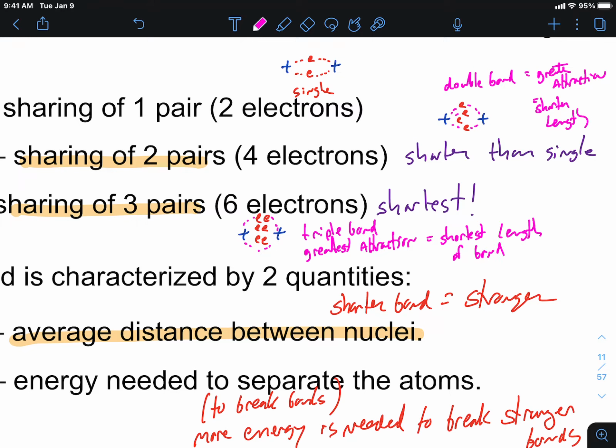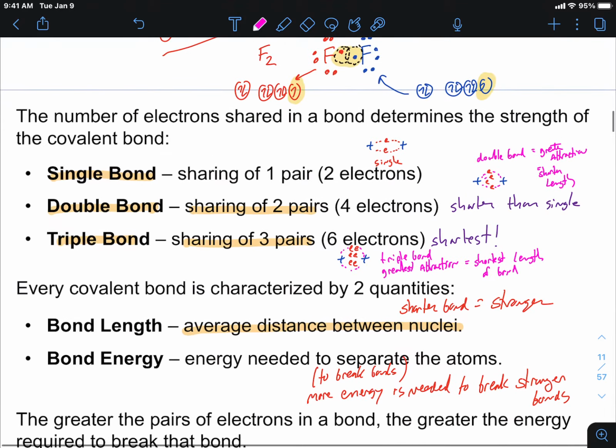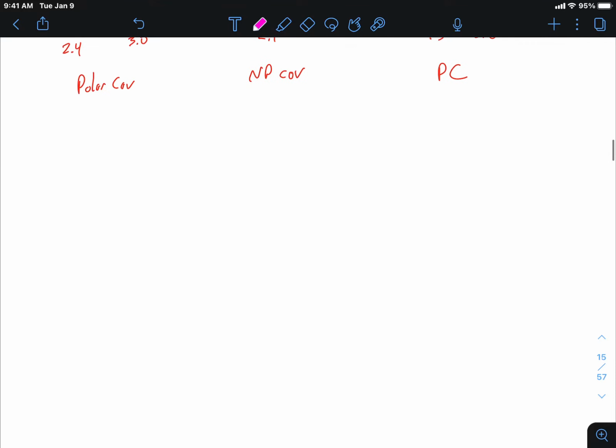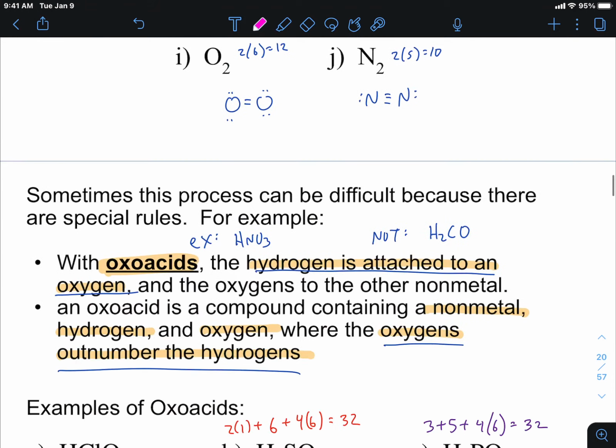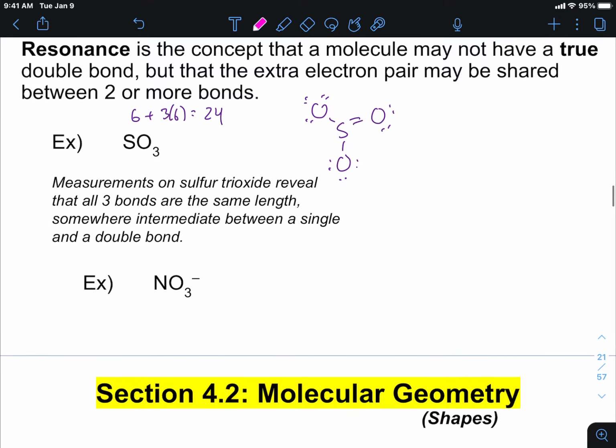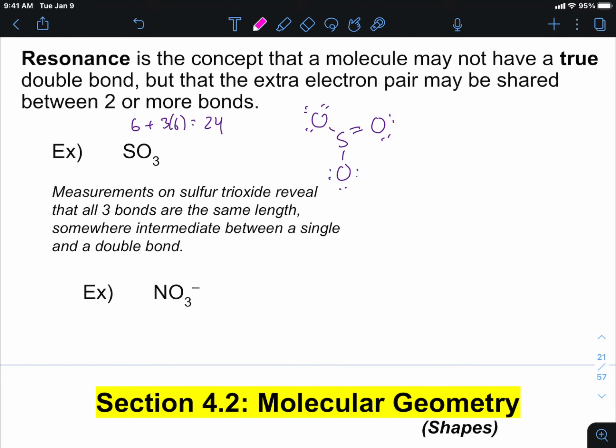Okay, so are you guys okay with that? Double bond shorter, triple bond shortest. You guys okay with that? Okay, so let's jump back to where we were. Okay, so here, our diagram shows one double bond and two single bonds.